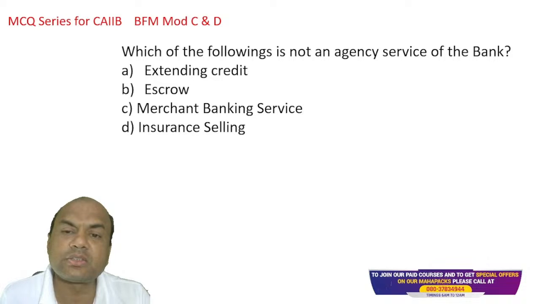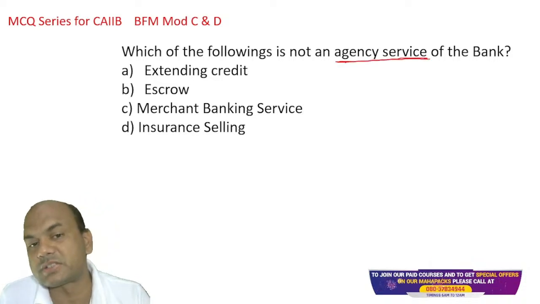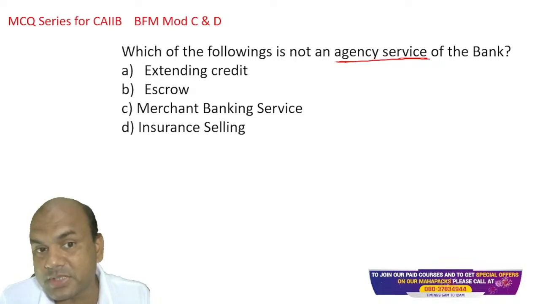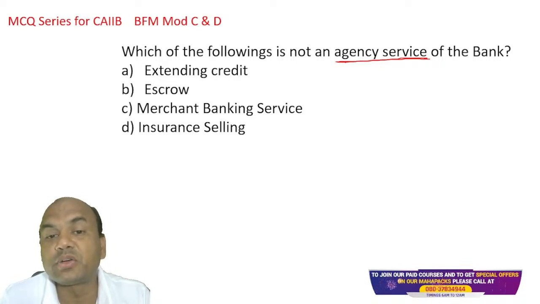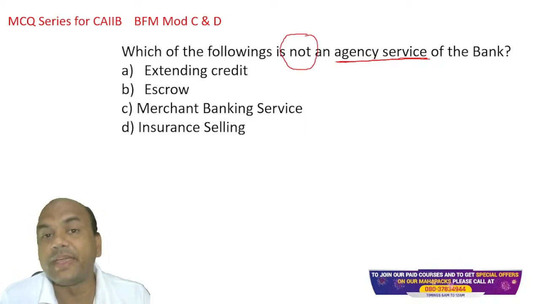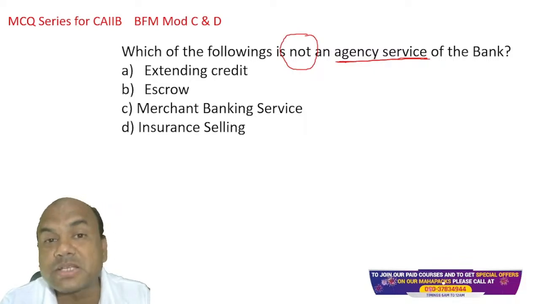Which of the following is not an agency service of the bank? Agency service. Okay, now this is a simple question. Extending credit, escrow, merchant banking service, and insurance selling. Which should not be an agency service? Agency means what? In this product, the bank will get a commission without any risk.